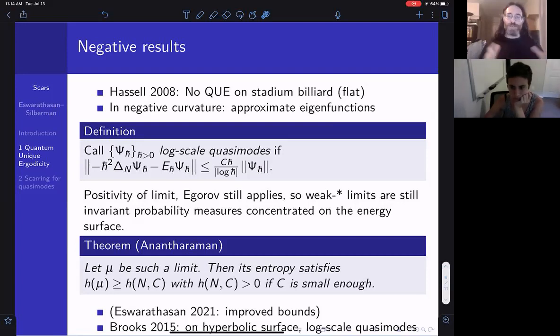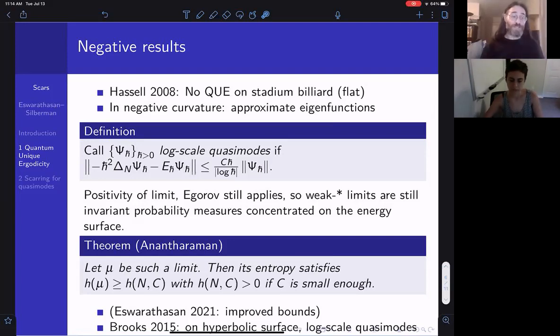So first of all, the theorems with microlocal calculus can work with these quasimodes. So the weak star limits are still positive measures. Egorov's theorems still apply, and the weak star limits of these measures are still invariant probability measures, which concentrate on the unit cotangent bundle. And the question is, what measures do we get?